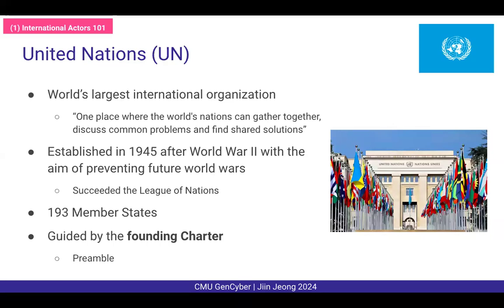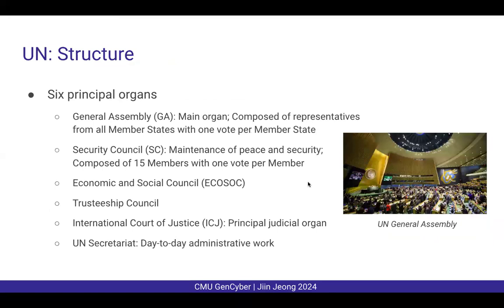There are at the moment 193 member states in the United Nations, and the United Nations is guided by the founding charter, including the preamble that you may have often read about. The UN is structured as six principal organs. It consists of the General Assembly, or the GA, which is the main organ. This is composed of representatives from all member states with one vote per member state. There is also the Security Council, or the SC, whose main goal is to maintain peace and security.